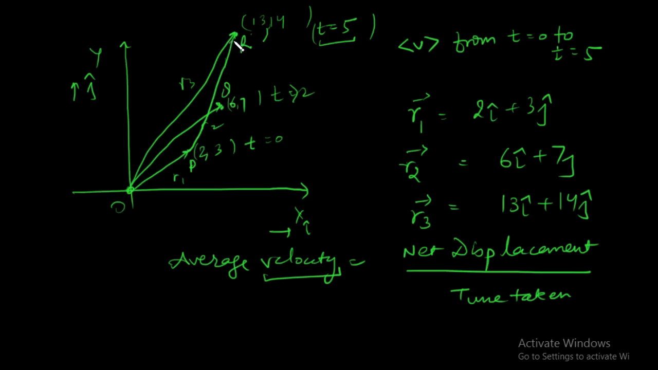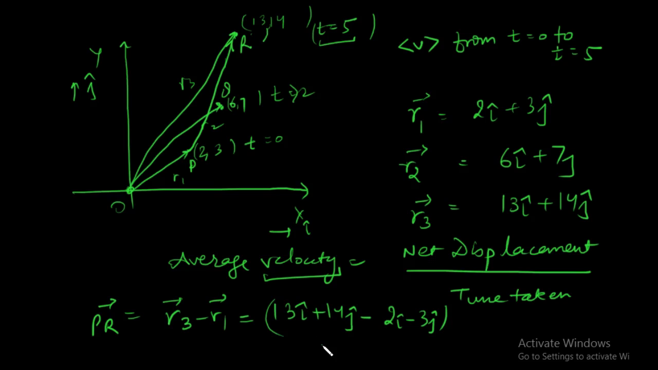We have to omit Q over here because the net displacement vector will go straight from P to R. Net displacement is a straight line between initial and final point, so all intermediate points the particle may have covered will be neglected. So this was R1, this is R3, and PR would be the net displacement. This would be equal to R3 minus R1 according to the triangular vector law. R3 was 13i plus 14j, so 13i plus 14j minus 2i minus 3j. This comes out to be 11i plus 11j.